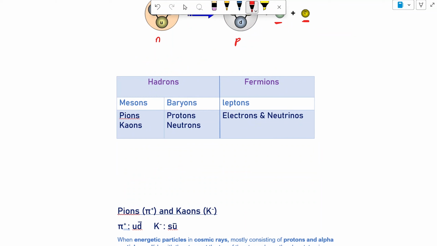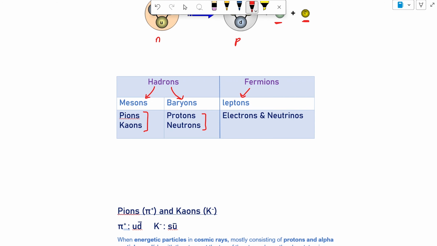Now, we have a family tree of particles. We have the hadrons and the fermions. The hadrons can be broken down into mesons and baryons. Mesons are composed of pions and kaons, whilst baryons are composed of protons and neutrons. Whilst fermions can be broken down only into leptons, which are composed of electrons and neutrinos. So you need to learn this table.